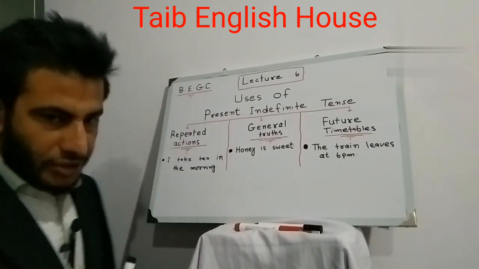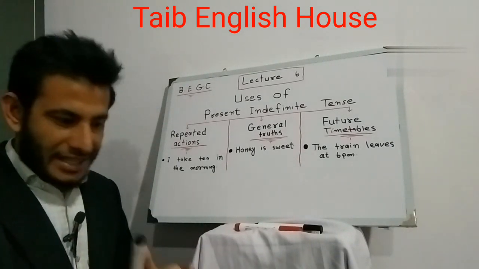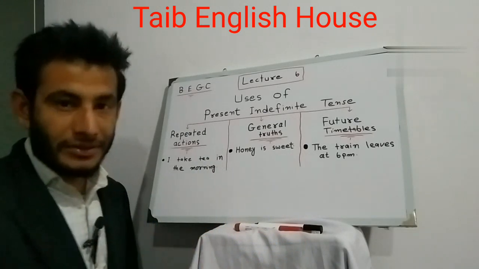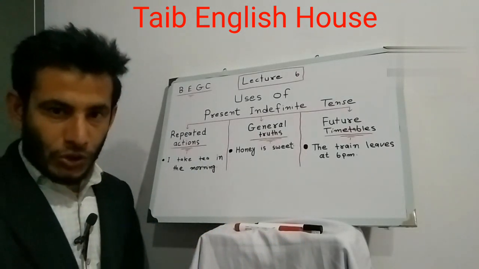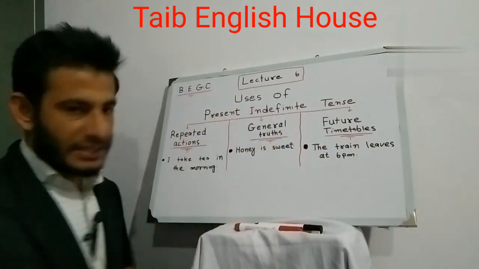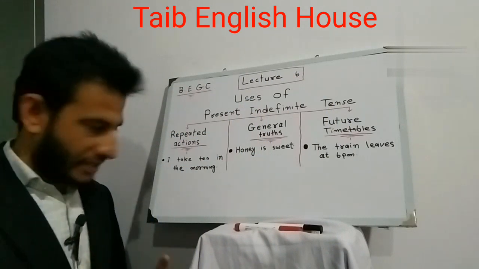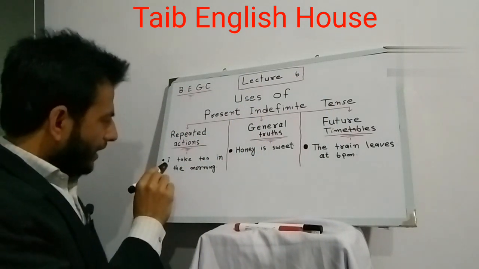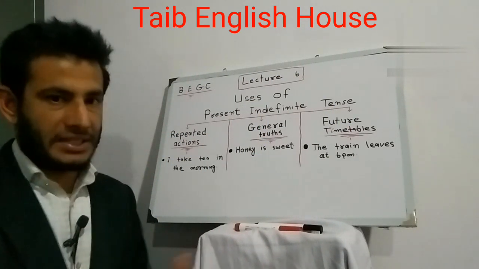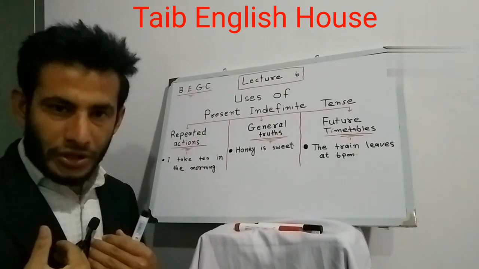When we talk about repeated actions, the actions that we do regularly, over and over, every day, then we use present indefinite tense. For example, I take tea in the morning. When do you take tea? I take tea in the morning.